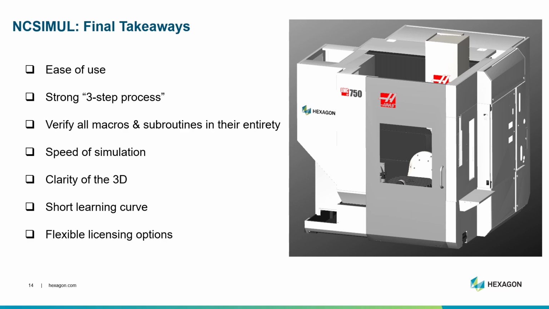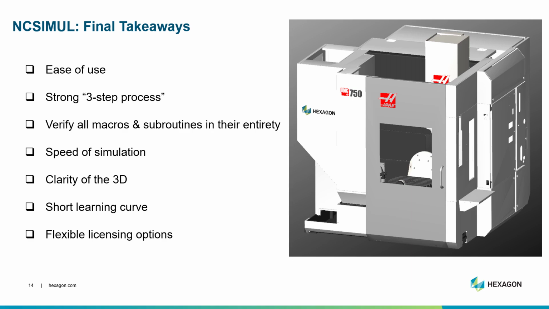And the last note here is flexible licensing options. So NCSimul can run on a floating network license, meaning that you can put the license on the server, and then if somebody needs it, you can pull that license, use it on your computer, close the software, and it'll release the license back to the network. That way it can be shared across the shop floor, and you can have a seat of NCSimul on as many computers as you'd like, sharing as many licenses as you decide to have.